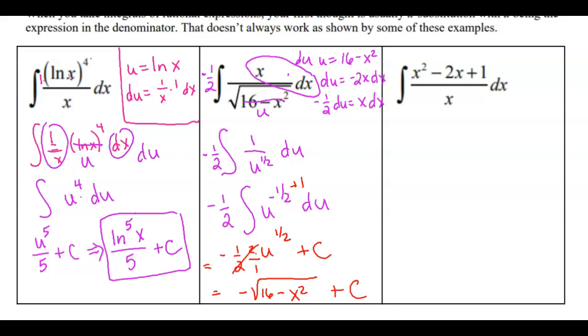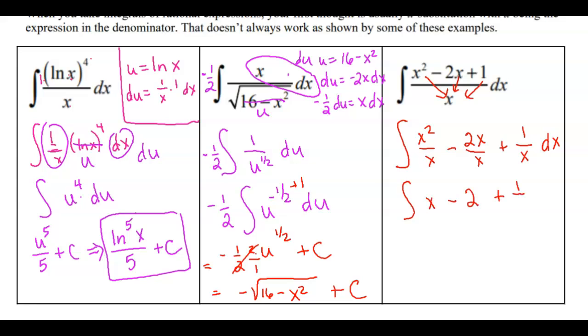All right, the last one we've seen before. So just as a review, remember to split these up. So x squared over x minus 2x over x plus 1 over x. I brought it here just to remind you that we can do those separately. So we get x minus 2 plus, we want to leave this. You probably could have done this before, but this is going to be a power rule. This is going to be a power rule, and this is going to be a natural log.